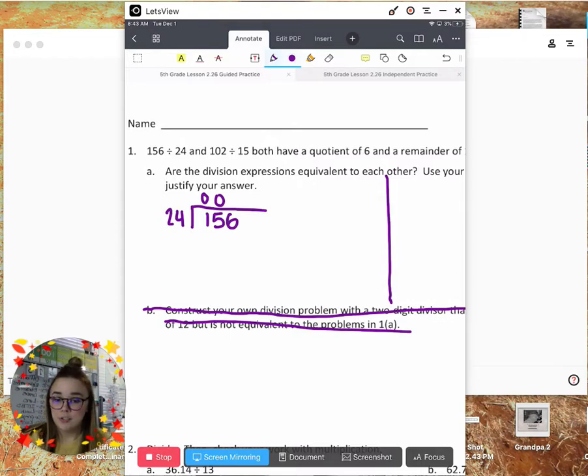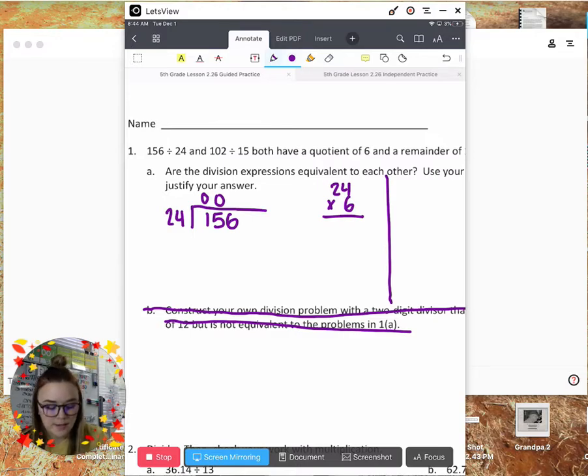So we can guess and check and try to figure that out, or we can use kind of estimating. So I look at 24, and I know that 24 is really close to 25, and 25 is kind of an easy number to multiply by. And I see 156. I know that 156 is closer to 160, but 150 is going to be easier for our estimating, and it'll give us a pretty okay starting point. So 25 into 150 I know gives me 6. So I'm going to try multiplying 24 times 6 and see how close I get to 156.